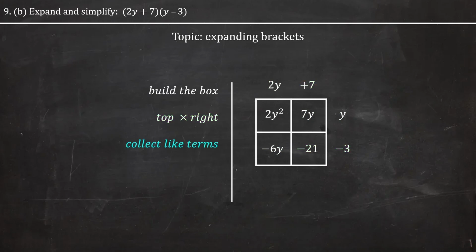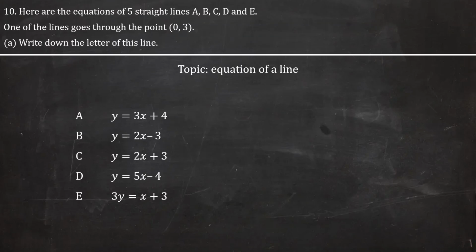Then you can collect like terms and you can use the box to do that. Y squared, there's only one term, so 2y squared stays the same. Y, I have 7 and minus 6. 7 minus 6 is 1, so that's just going to be y. And numbers by themselves, I only have 1, so that 1 stays the same, and you're done. Question 10.